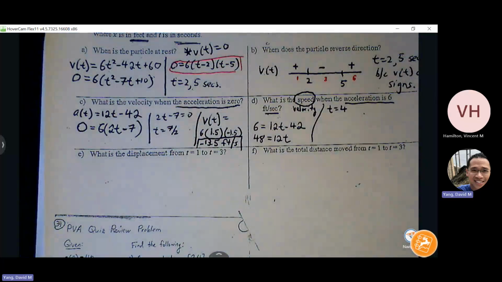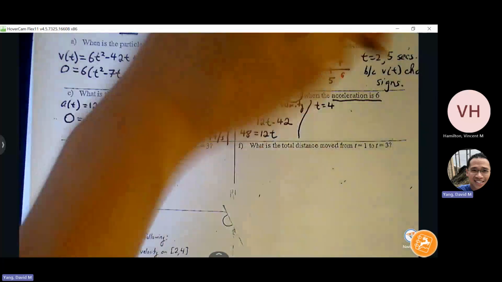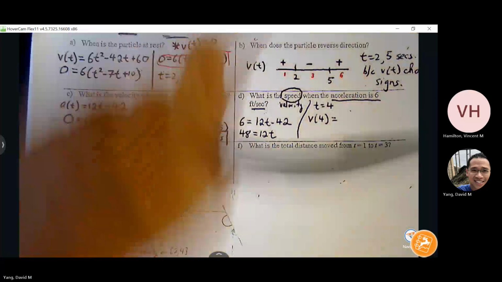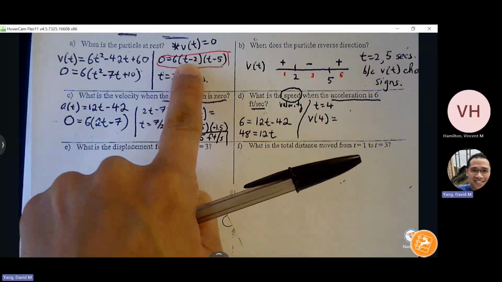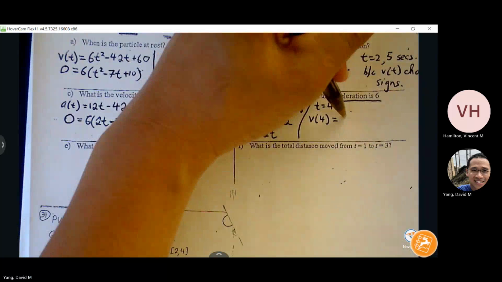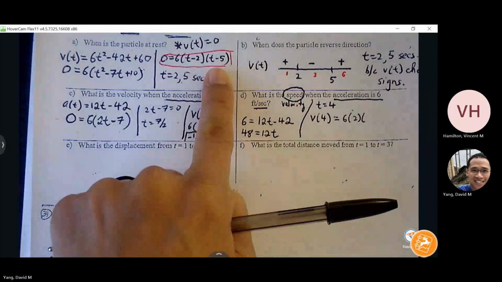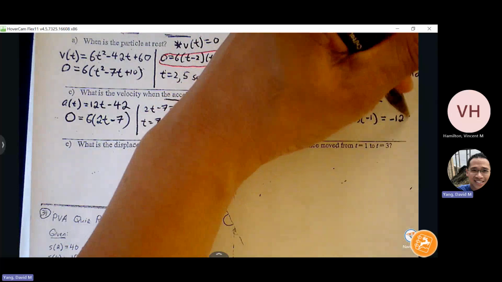So we know the time when this object has an acceleration of 6 feet per second. Let's find the velocity. So we'll find v of 4. I like to put it in factored form, which is easier, dealing with smaller numbers here. So 6 times (4 minus 2), which is 2, times (4 minus 5), which is negative 1.